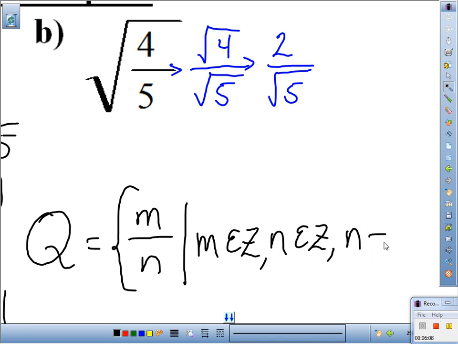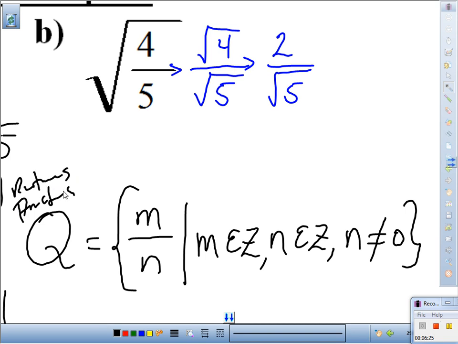However, n cannot be equal to 0. That is correct, so you remembered. Q stands for fractions or rationals. Rationals are numbers that are decimals or fractions. So here's a fraction. Now I'm going to use numbers.